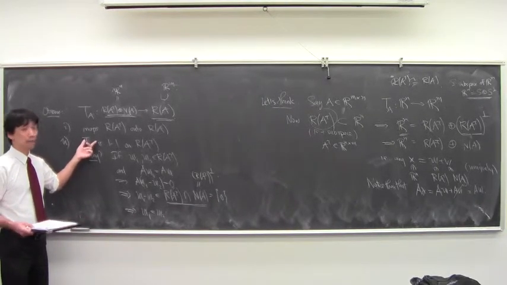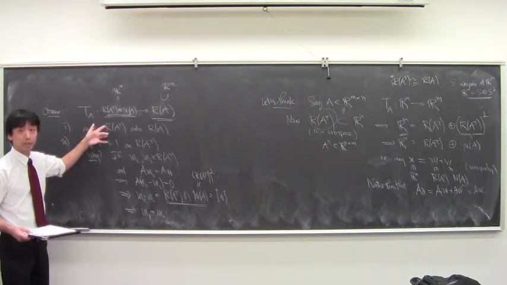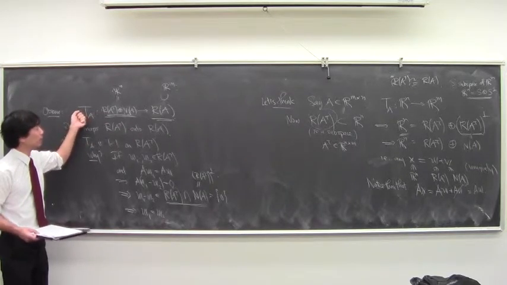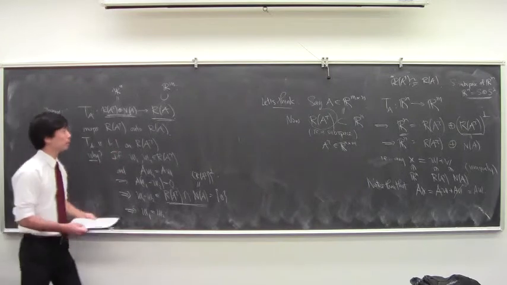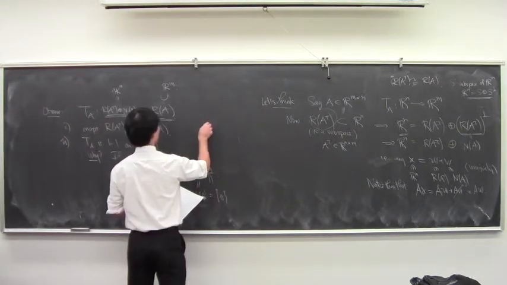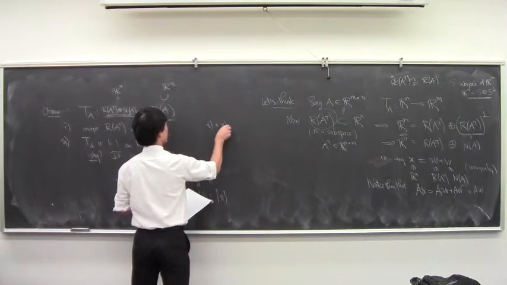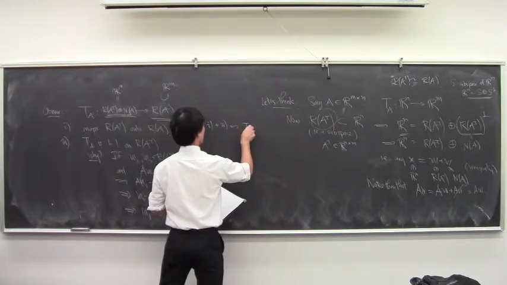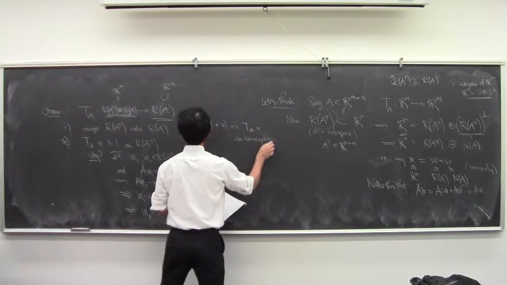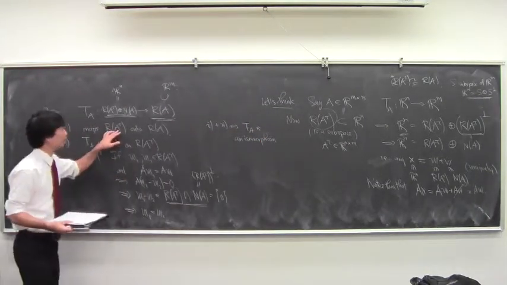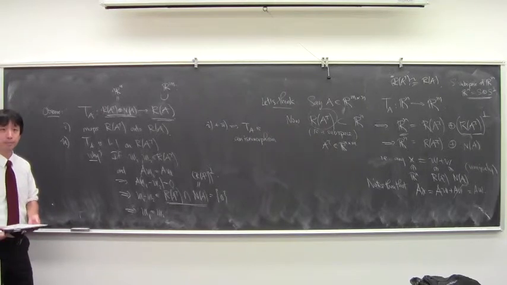Just 1 second, Mia. And so what does that give you? T maps this onto that, and T is one-to-one there. So altogether, 1 and 2 tell you that T sub A is an isomorphism from the range of A transpose onto the range of A.